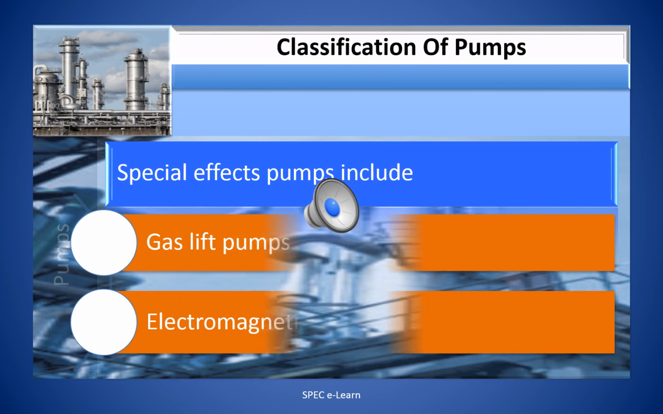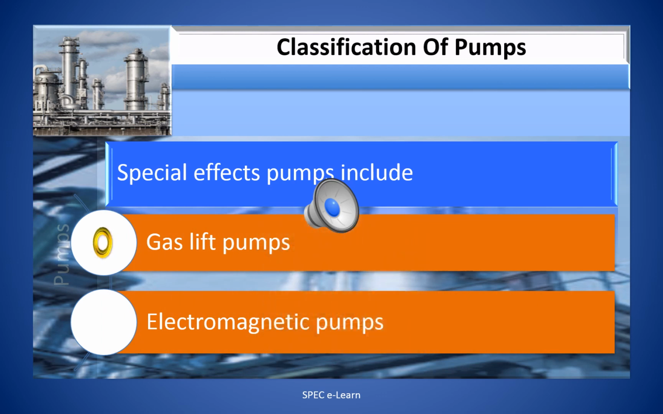Special effect pumps. Special effect pumps, which are a part of the dynamic pump family, include gas lift pumps and electromagnetic pumps. Gas lift pumps, also known as air lift pumps, are used to lift liquids laden with solids. Pressurized gas is injected below the liquid level into a pipe which is immersed vertically into the liquid. You need a compressor for this pump. The gas lifts the liquid and forces it into the discharge pipe. Not very commonly used in the process industries.